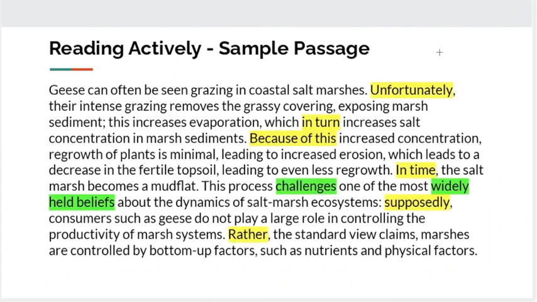Another way that we can look at this passage in terms of the key ideas, again, looking at some of these transition words, and those are in yellow here. So: unfortunately, in turn, because of this, in time, supposedly, rather. And then again, we've got challenges and widely held beliefs. So those indicate that the main idea is looming, so it challenges widely held beliefs.